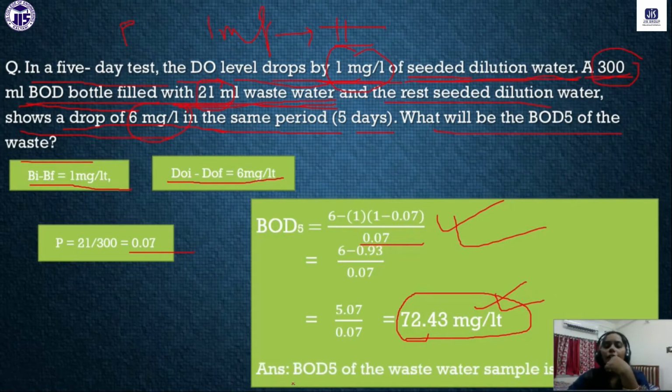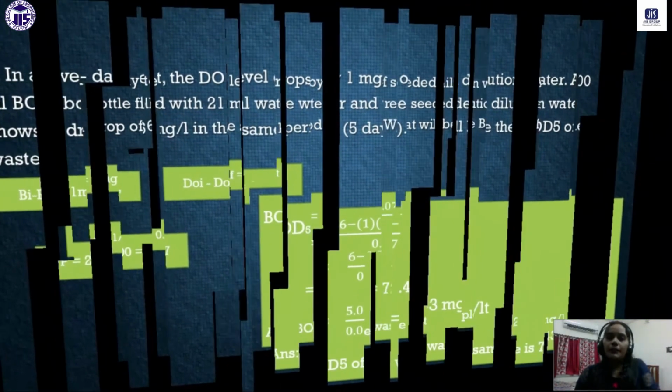So you should write down like this answer. After solving the problem, always write down the answer. Otherwise, you can't get the full marks. So BOD 5 of the wastewater sample is 72.43 milligram per liter. So this is the solution of this numerical. Next we will see the next problem.